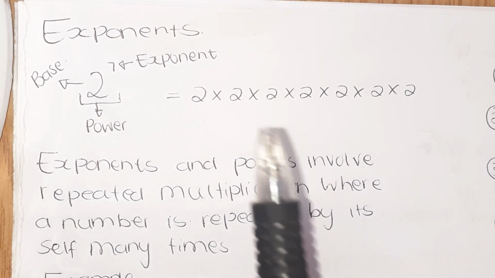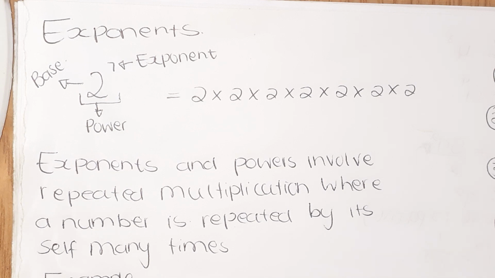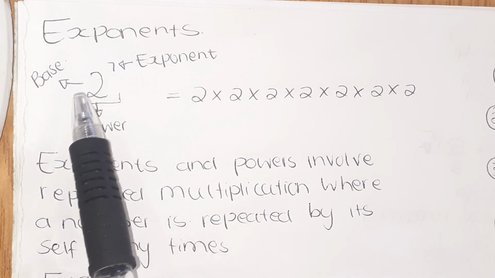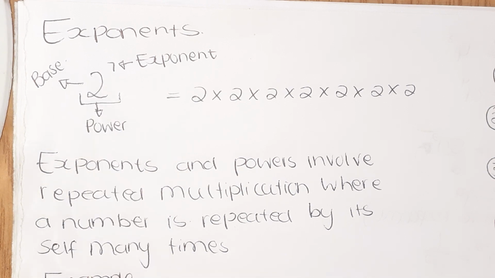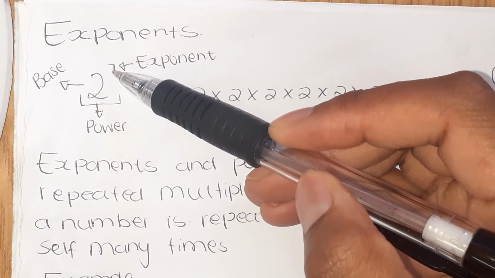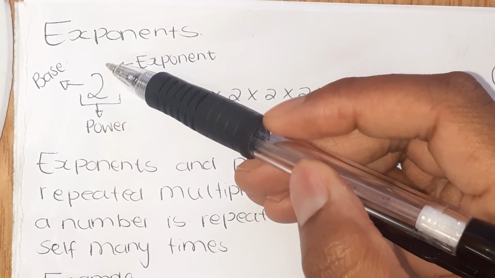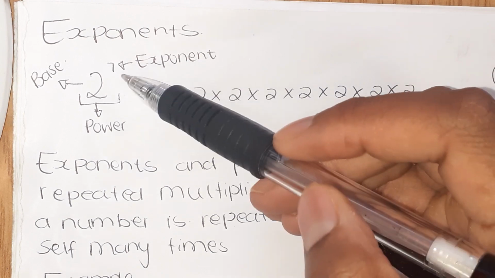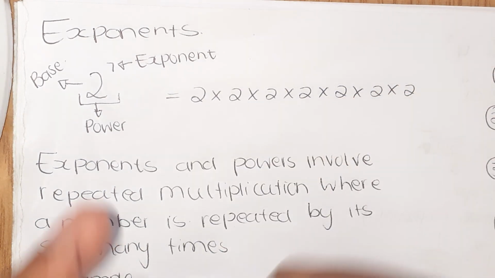Okay, now this is exponents. Normally, with an exponent, you will get something like this: 2 to the power of 7. This means power, right? So this is the exponent. This is what qualifies this 2 to be an exponent.